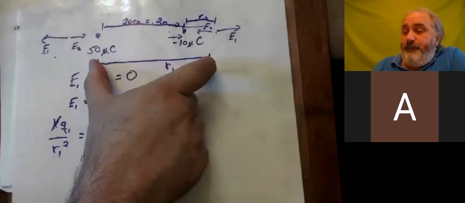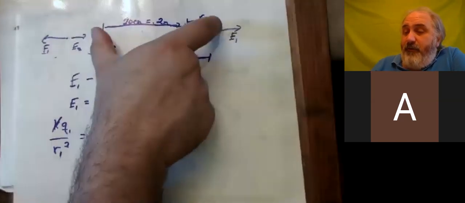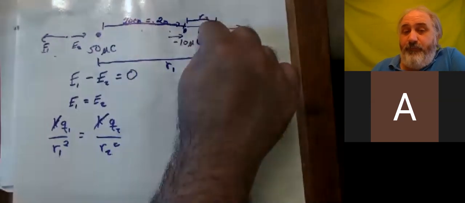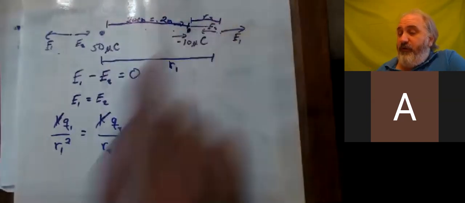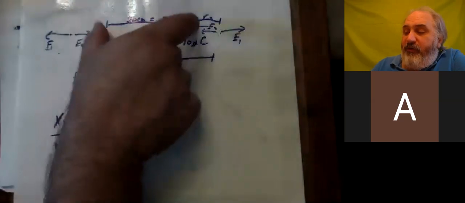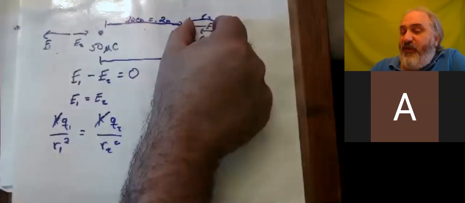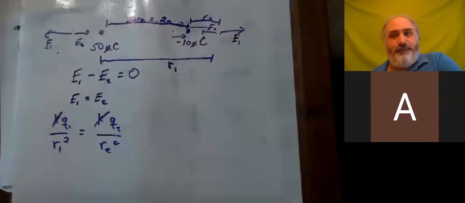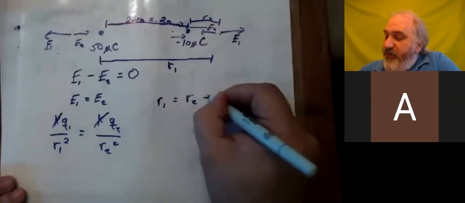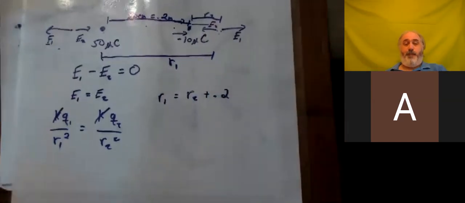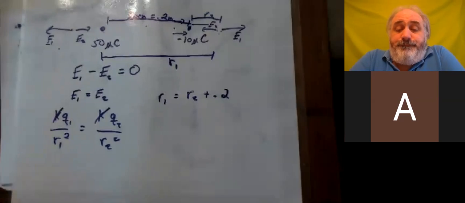I'm not for certain. R1 is this, right? But wait a second. This is the same as this and also this. Yeah. So this is 0.2, and that's whatever R2 is. So basically what we're saying is that 0.2 plus R2 has to be the same as R1. That's an equation. Okay. So R1 has to equal R2 plus an extra 0.2. So you see how we got that?